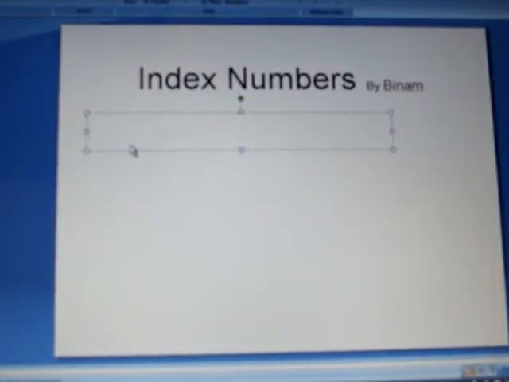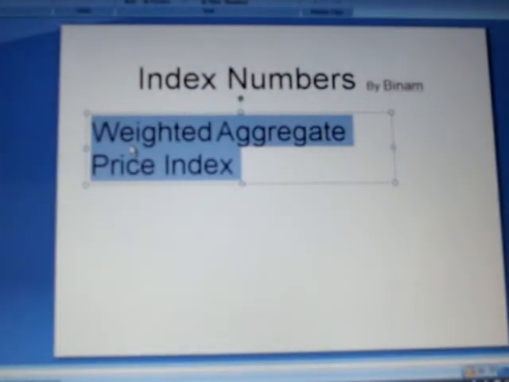This is the second video on index numbers. Here we learn about weighted aggregate price index. So we learned from our previous video that index is a means of comparing changes in some variable over time. Index is more useful when there are many items involved. Let us look into these pictures here.